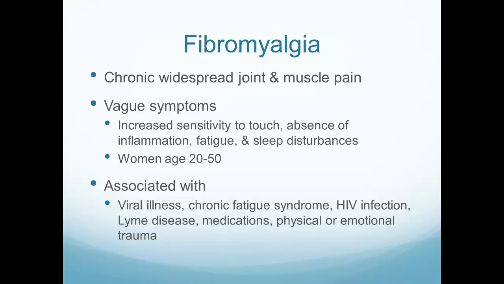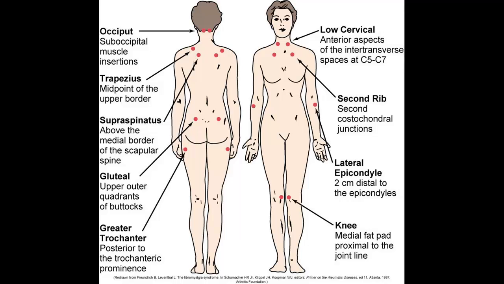Happens more frequently in women ages 20 to 50. They get fatigue, they get an increased sensitivity to touch in the absence of inflammation. Okay, so the inflammation isn't there, but we're continuing to get that pain and that sensitivity to touch. There are a number of places where we're going to check for pain in the patient. The patient has to have tenderness in 11 of these 18 points in order to be able to say that the patient has fibromyalgia.